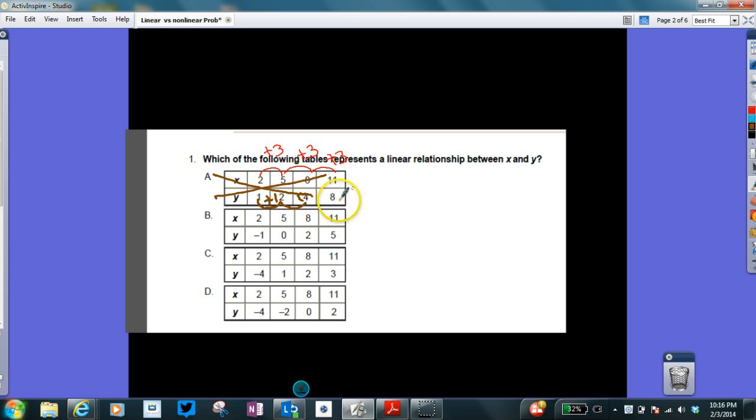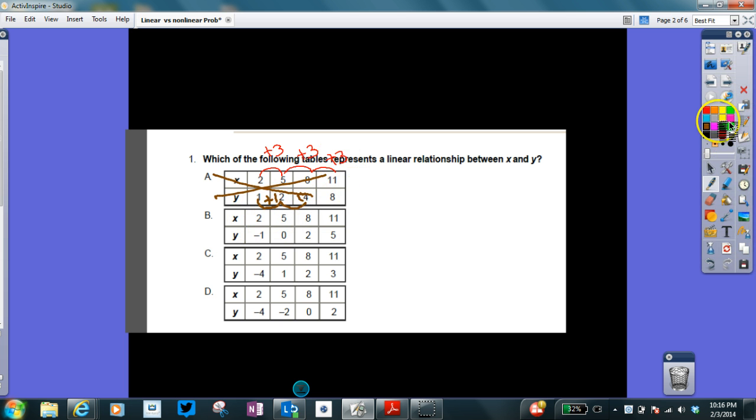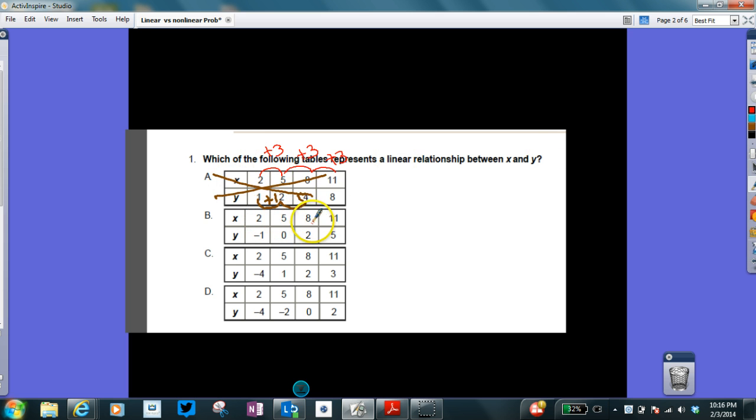But is it linear? Well, let's look at B. From 2 to 5, 5 to 8, 8 to 11. Again, that stays plus 3. But now let's look again at y. Negative 1 to 0. Okay, that's plus 1. Then 0 goes to 2. So that can't be linear. It's a nonlinear function because my rate of change should be plus 1. In that case, this number would have been 1 and that one would have been 2. So we can't have that. B is a nonlinear function.